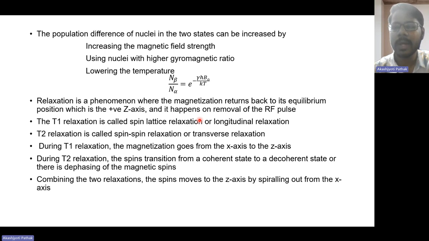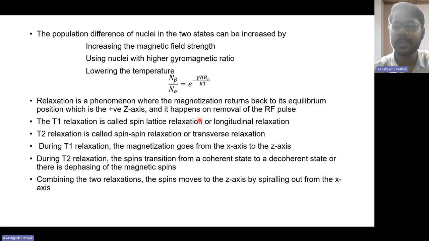They were randomly oriented. Once this RF pulse is given to them, they attain coherence, or they merge together and become oriented along the x direction. For example, if the pulse is given in the negative y direction, then this magnetization will orient itself in the positive x direction. So this is called phase coherence.